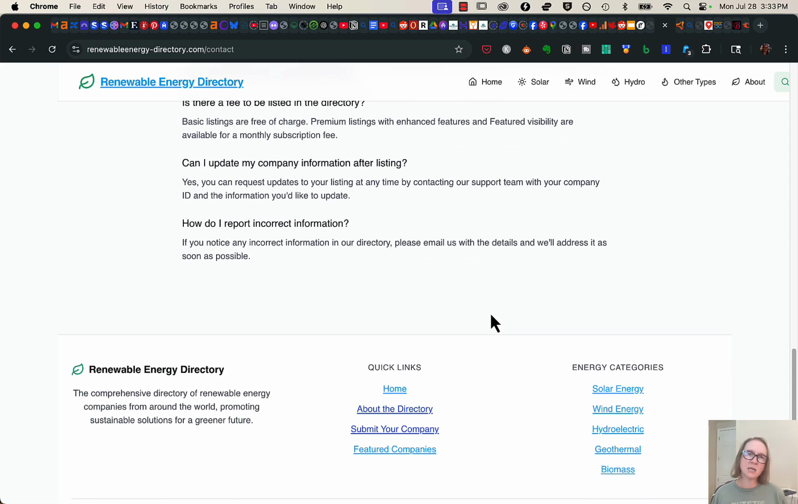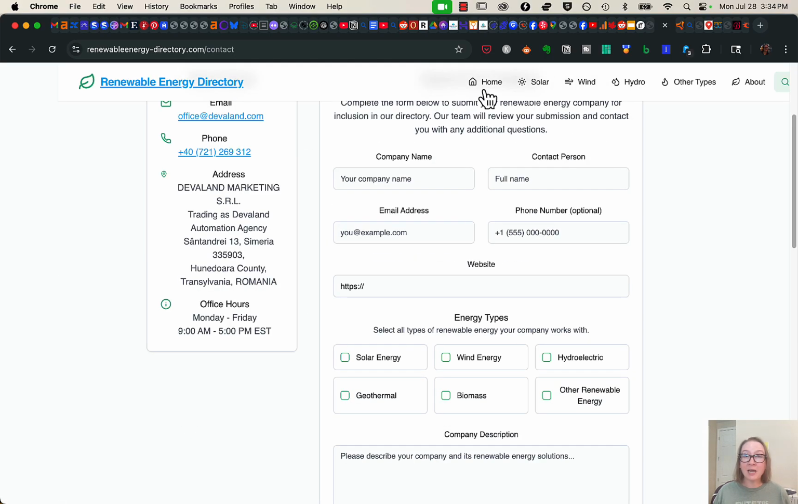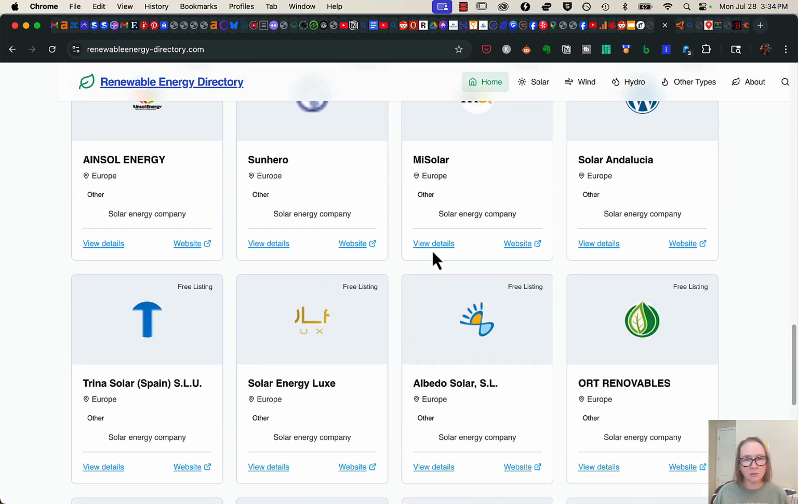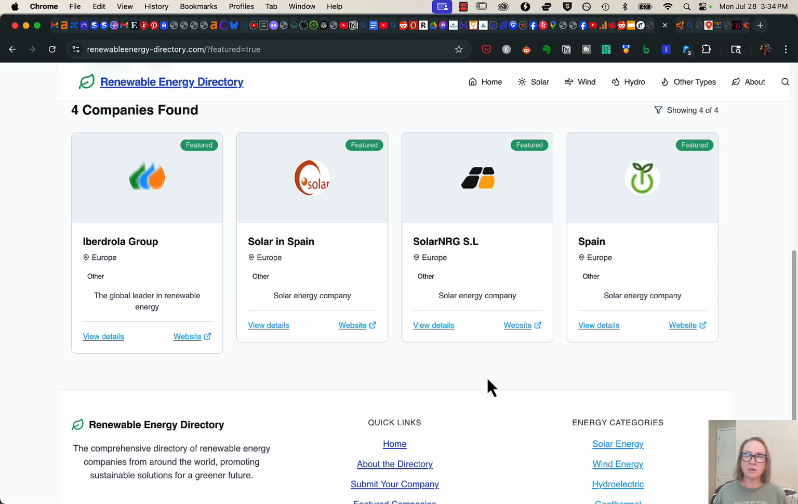So I feel like this is kind of a good start, but also a lesson in, don't half-ass it, right? If you're gonna do this, go all in, get it set up the right way, so that you can make money other than display ads. Like I said, this site is running display ads. It's offering premium listings. It actually has a few premium listings here. I know I saw them somewhere. Featured companies, 4 companies here.